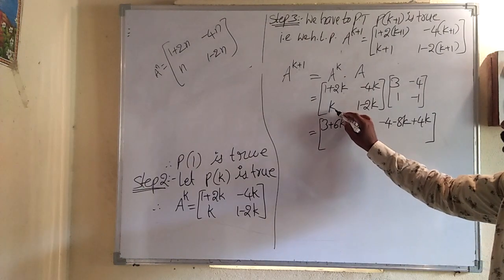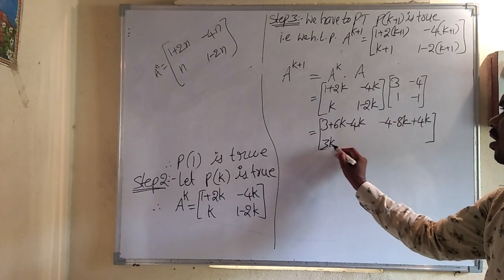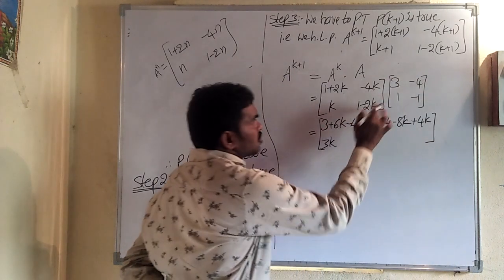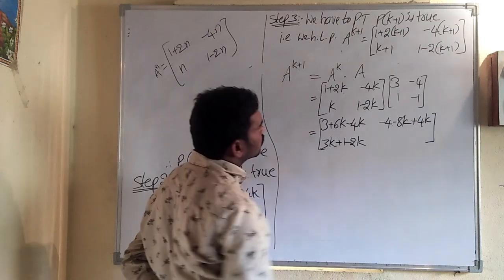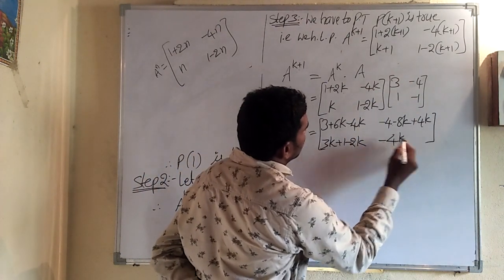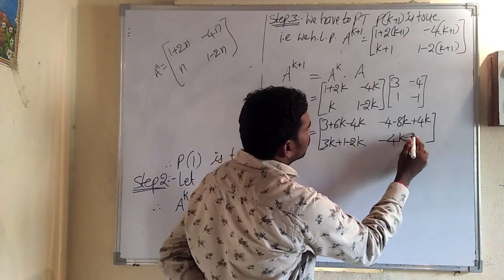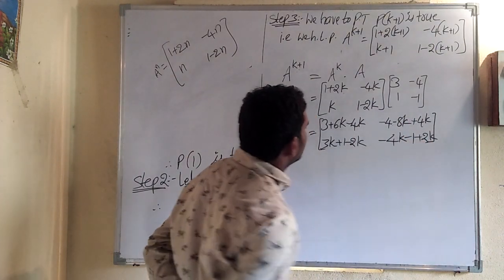Next, second row with first column: k into 3, 3k. 1 minus 2k into 1, 1 minus 2k. Next, k into minus 4, minus 4k. 1 minus 2k into minus 1, minus 1 into plus 1, minus 1. Minus 1 into minus 2k, plus 2k. Simplify this.